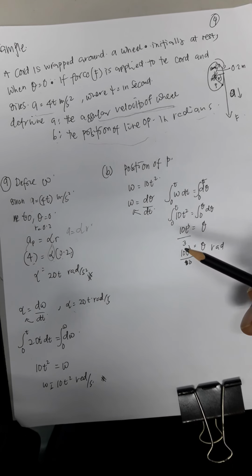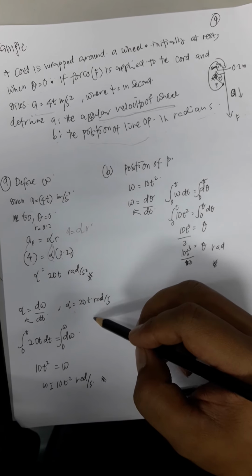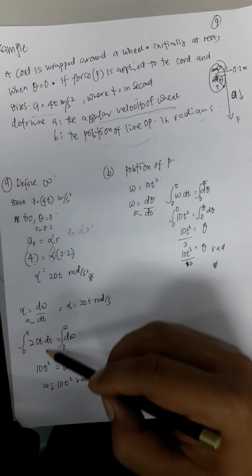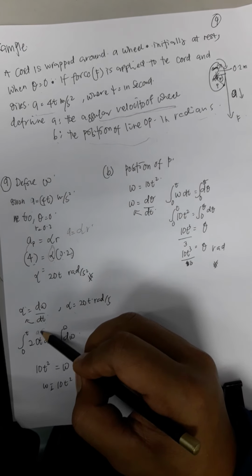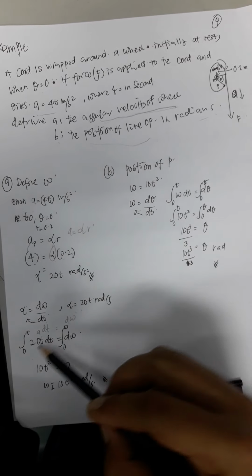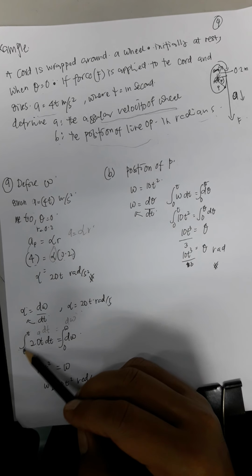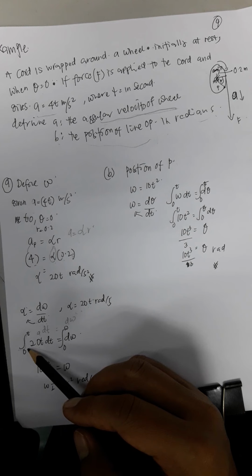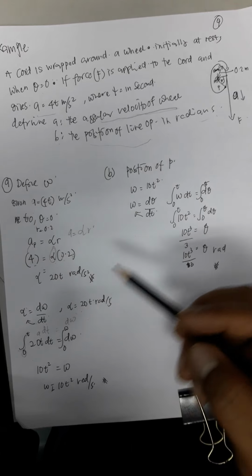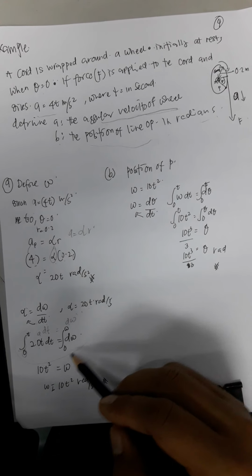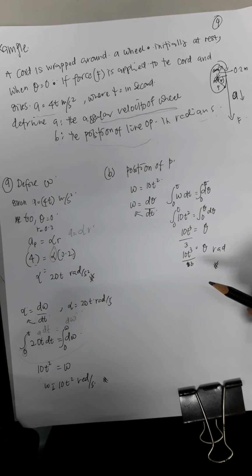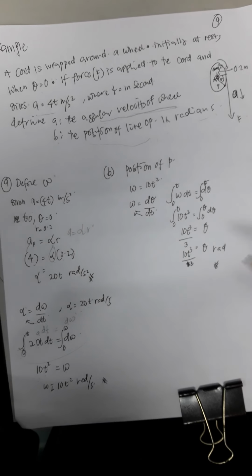So how do we define omega? By using alpha equals d omega over dt, I move this dt over here, and we get alpha dt equal to d omega. Integrate both sides from 0 to t. Why 0 to t? Because initially at rest, starting from 0 to t, and from 0 to omega. After the integration, we get the answer omega equal to 10 t square radian per second.